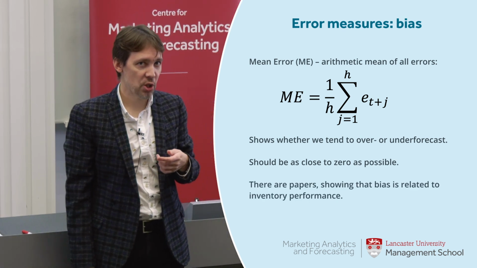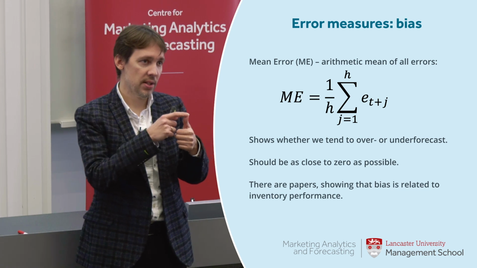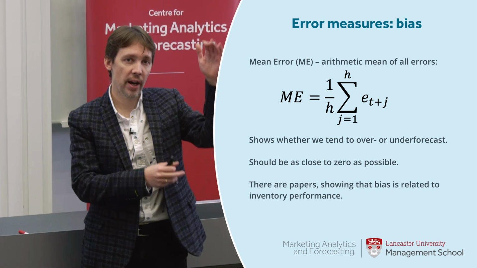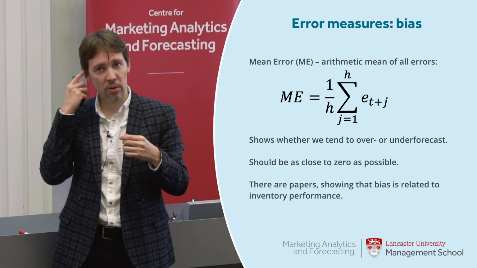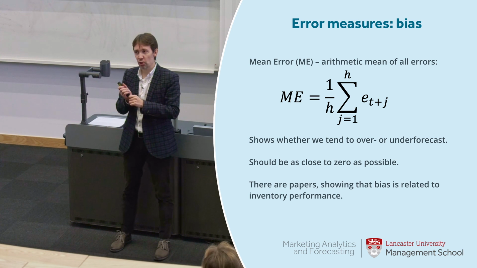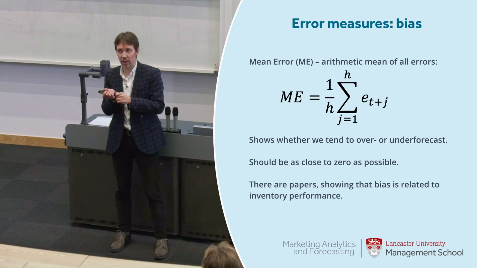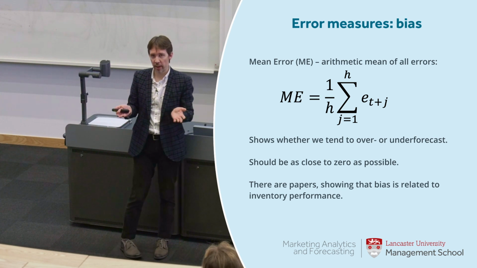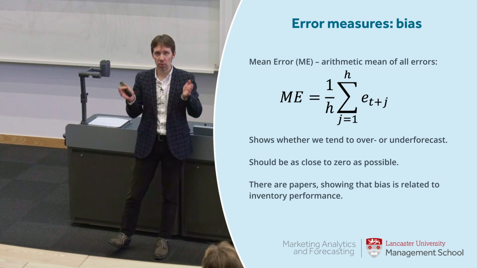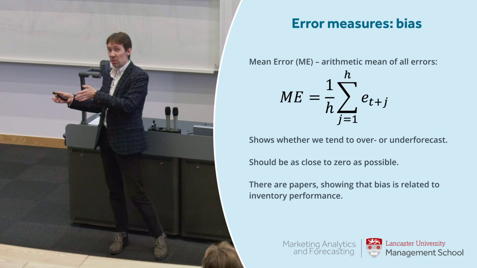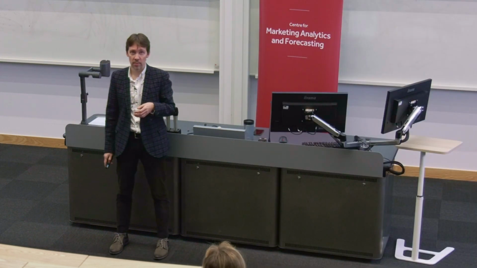There are actually papers showing that bias is somehow related to inventory performance. There is a relation. So if you have a very high bias, then your inventory costs will be higher as well. We typically do not find this sort of relation between accuracy and inventory performance. That's why it is important to track bias. It is in general important to track it so that you understand how your model performs, but as you see, it also aligns to your inventory decisions.